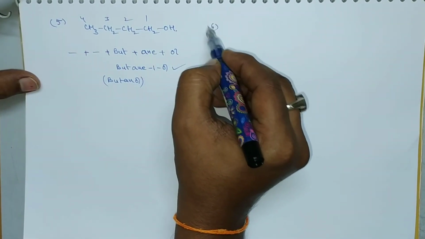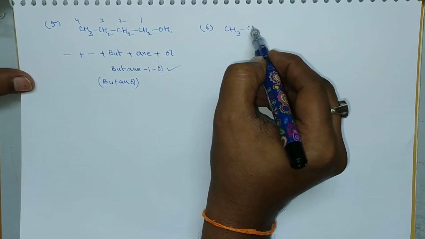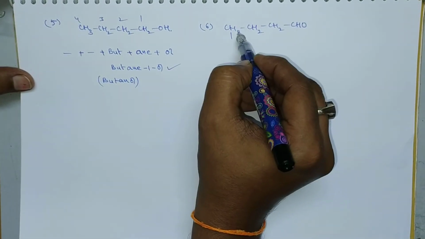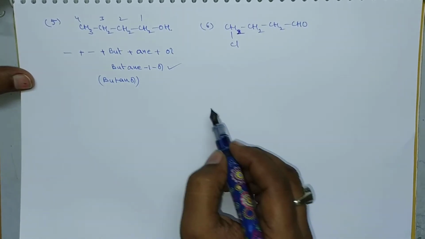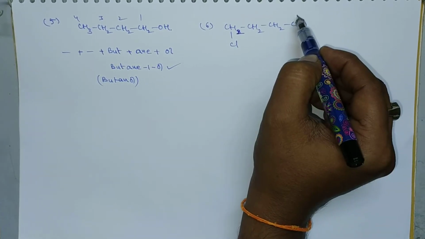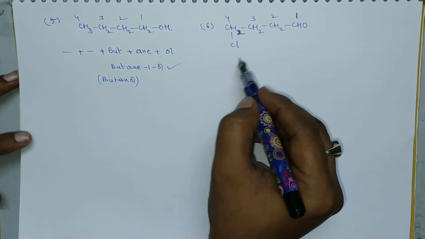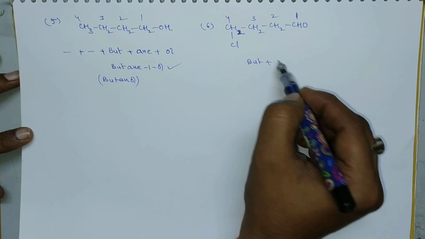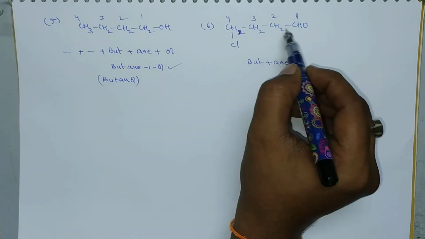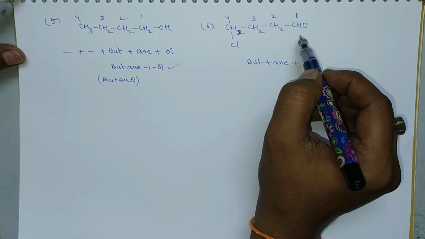Okay, and let us take another example. Take any substitution here. We have to count from the substituted carbon. Here the functional group is aldehyde. So 1, 2, 3, 4 like this, so the total number of carbons is 4. So but, plus all are single bonds, ane, plus here the aldehyde group RCHO. It is in the form of RCHO, so it is an aldehyde group. You have to memorize all the secondary suffixes.